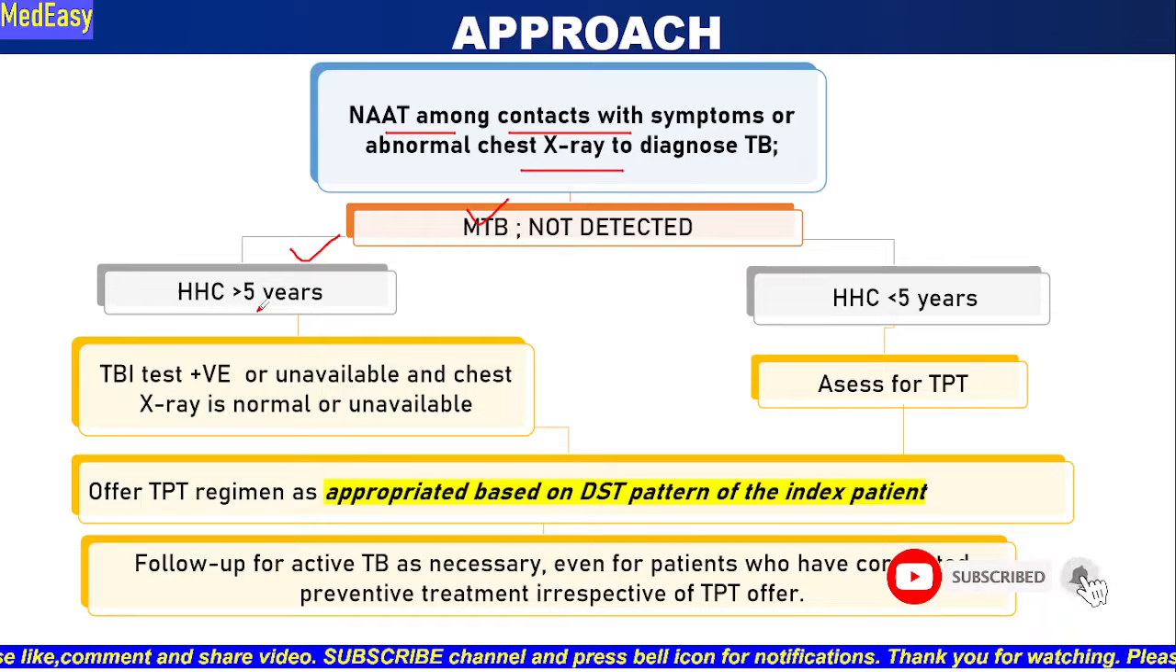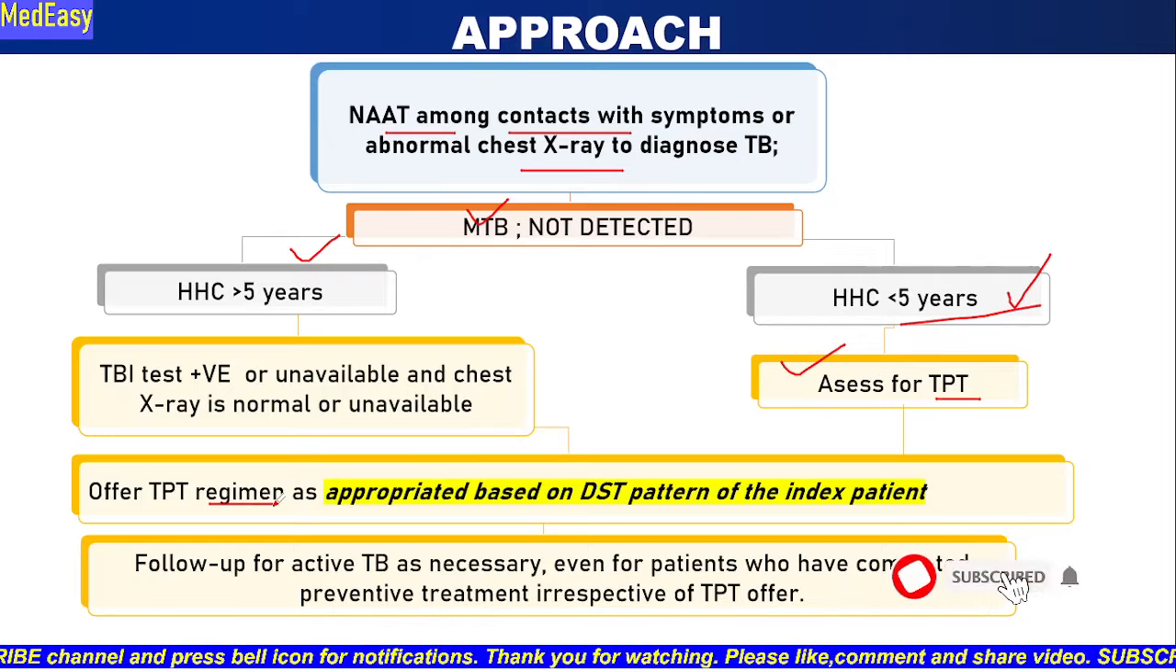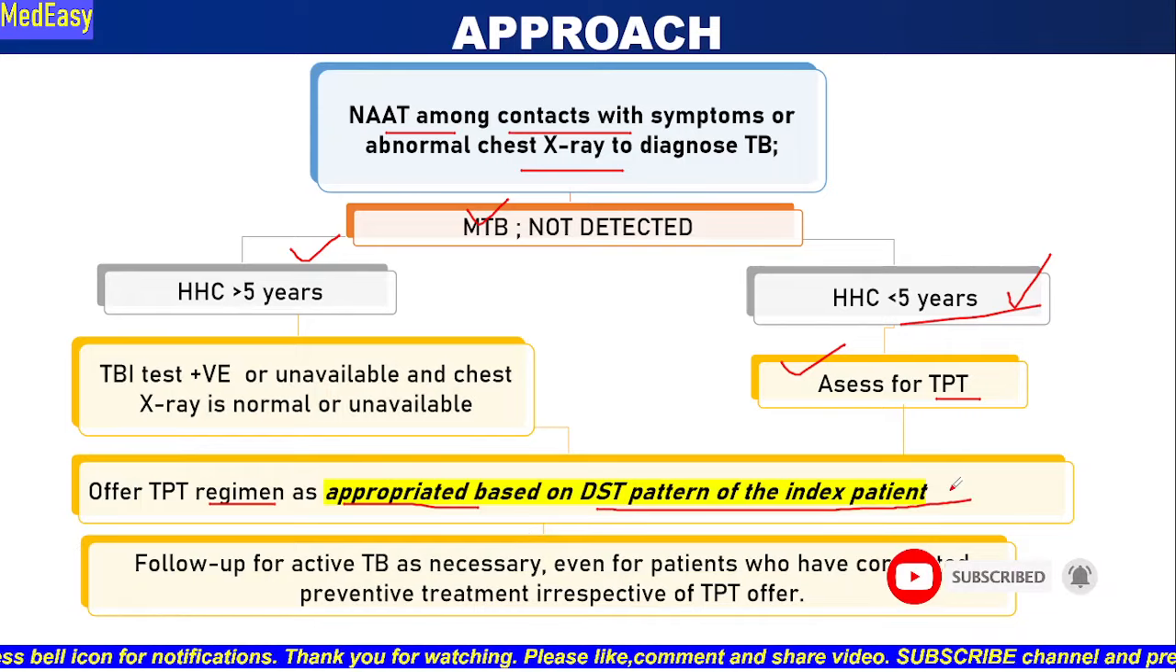One is household contact (HHC) more than 5 years and those who are having less than 5 years. In less than 5 years, we will assess them for preventive therapy and we will offer TPT regime as appropriate based on DST pattern of the index patient. We will discuss these things in just a few minutes.